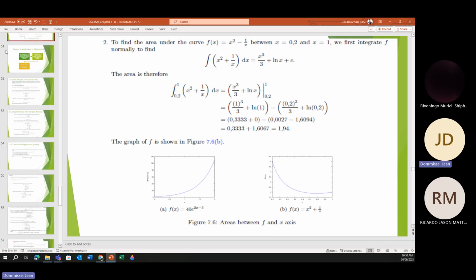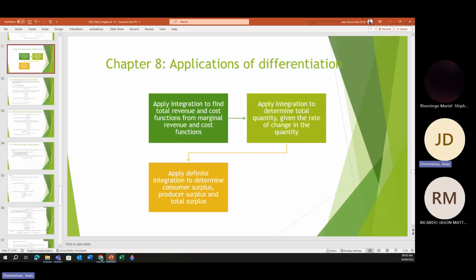Okay, then we go into nearly the application of differentiation. So again, very similar to things we did in study unit 6, where we said we, sorry, not differentiation, integration.